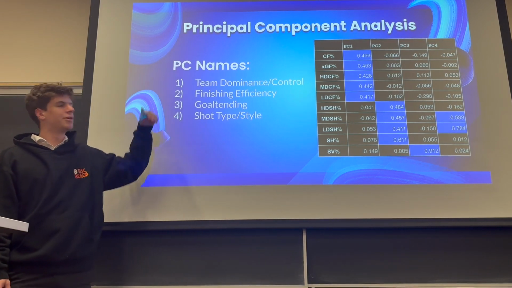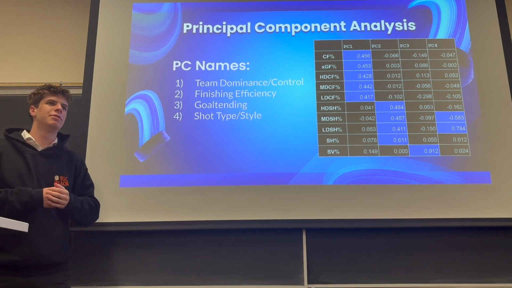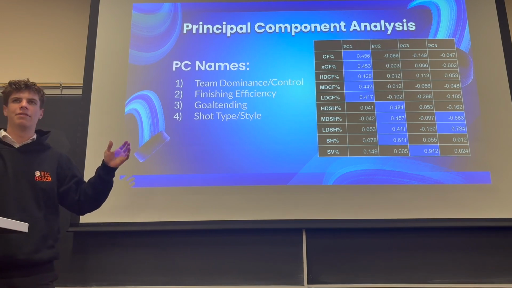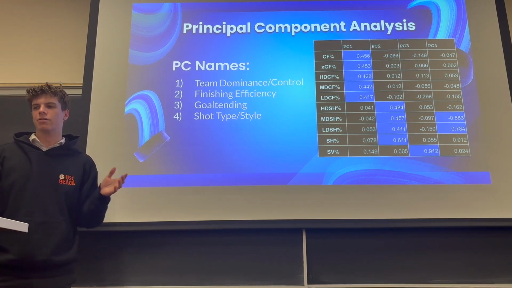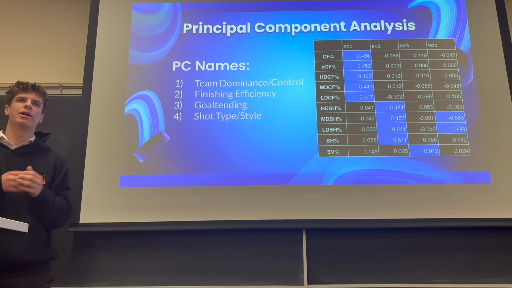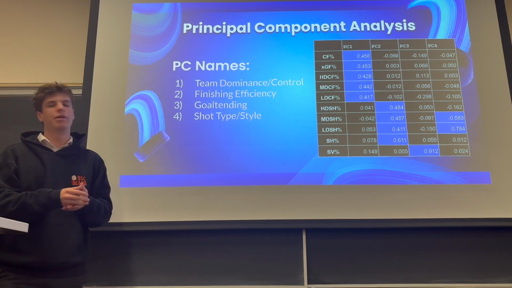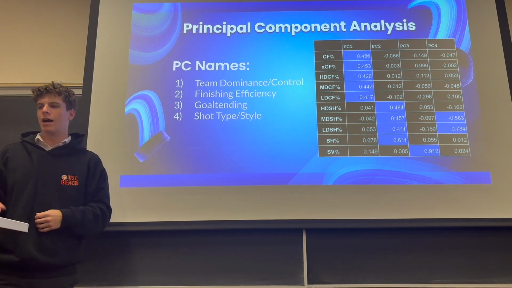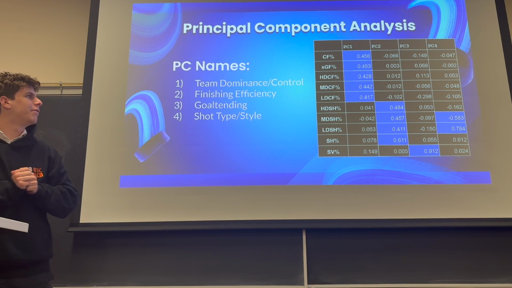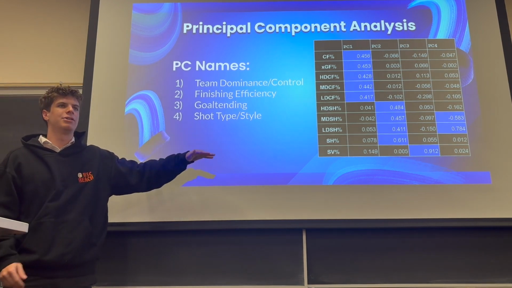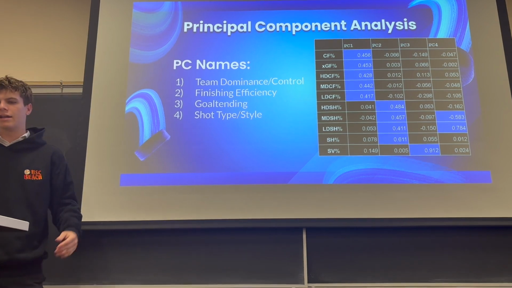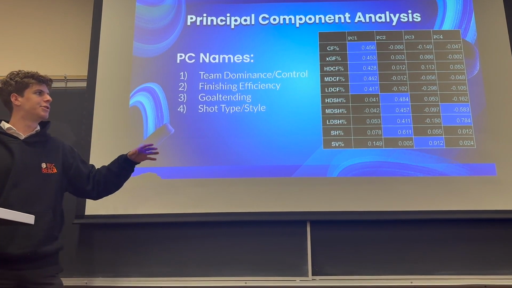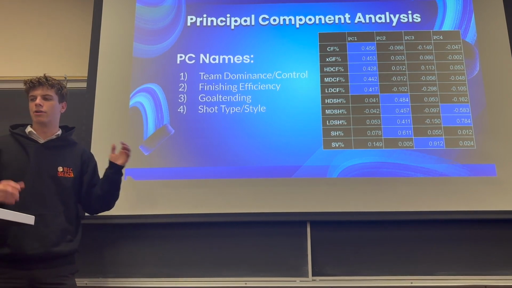So the first PC is about possession, so it's Corsi, and then you also have chances for and expected goals for. So it's just like having the puck and dominating your opponent. That's what I called team dominance and control. The second PC is more about finishing efficiency, so it's a lot of shooting percentage. And then the third one is almost all save percentage, so I called that one goaltending.